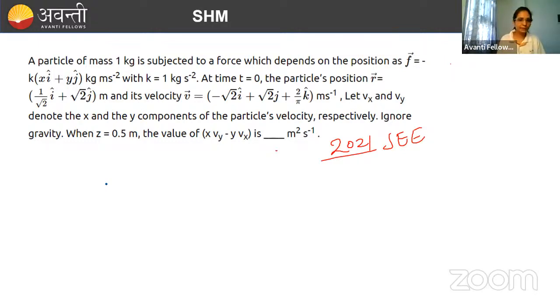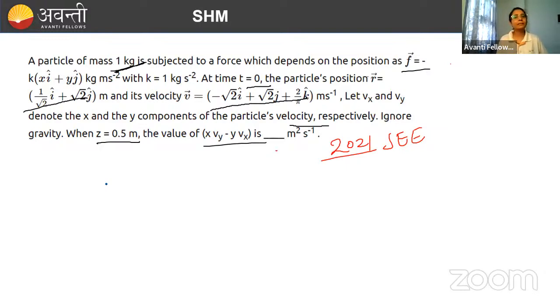Okay, so let me explain it. So what the question is, there is a particle of mass 1 kg, and this is getting subjected to a force. Force is given as F equal to minus of Kx i cap plus Ky j cap. Now the K value is given in the question, at t equal to 0, particle's position vector is given, and also its velocity is given at t equal to 0. It's something like this. Okay. So let Vx and Vy denote the x and y component of particle's velocity respectively. Ignore gravity. So question is, when z equal to 0.5, what will be the value of this?